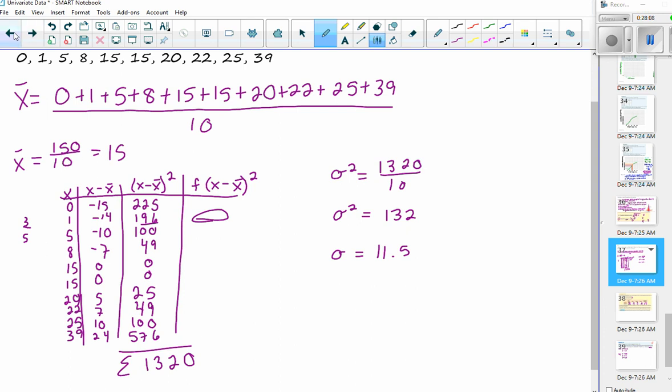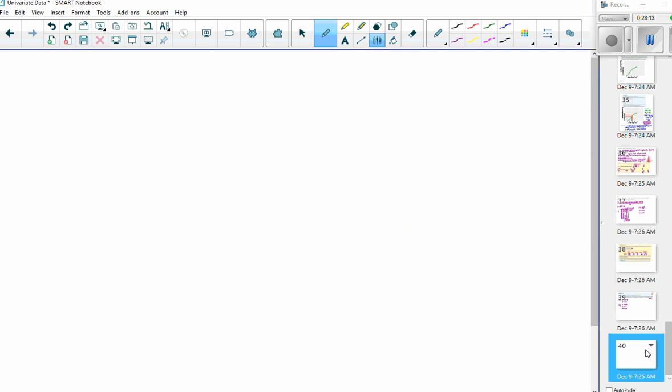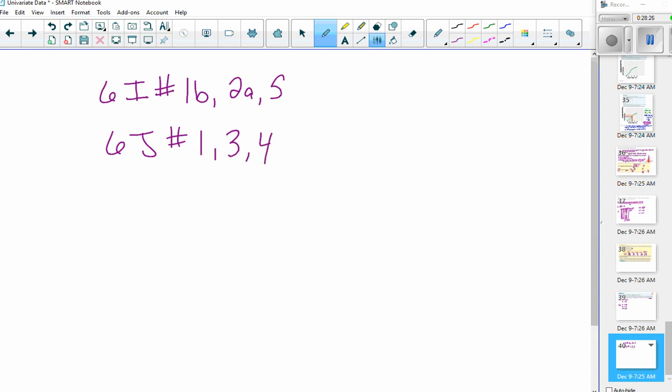So the homework problems that I have for you to do with this lesson are 6I, numbers 1B, 2A, and 5, and then 6J, numbers 1, 3, and 4. Again, I'm trying to limit the number of problems that you're doing. If you need extra practice on this because you're just not 100% confident, pick any of the other problems. I'm picking these because they give you a nice sampling of them, but there's a lot of other ones that are good in there that'll give you some good practice. Okay, good luck.